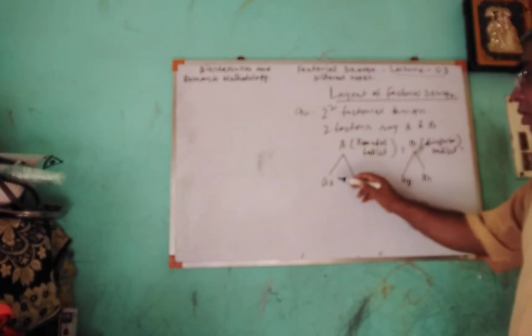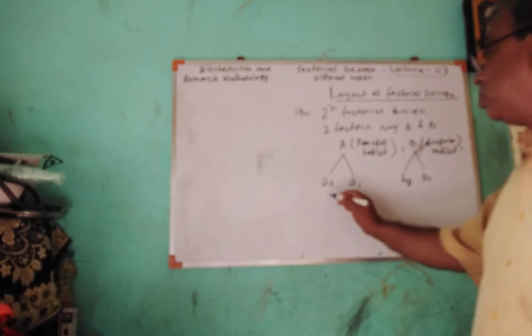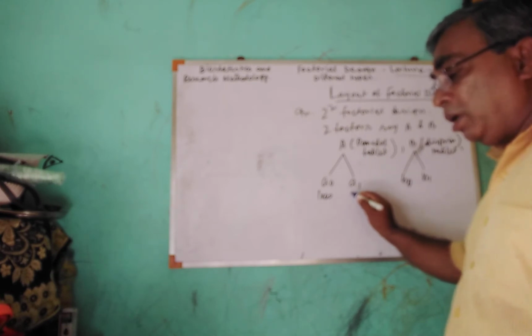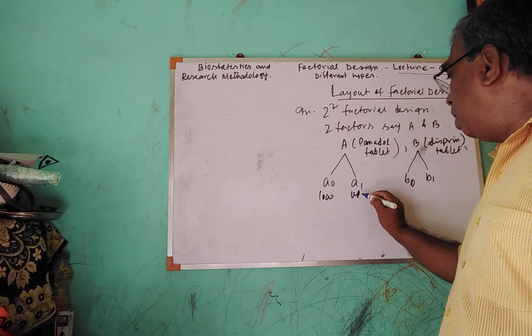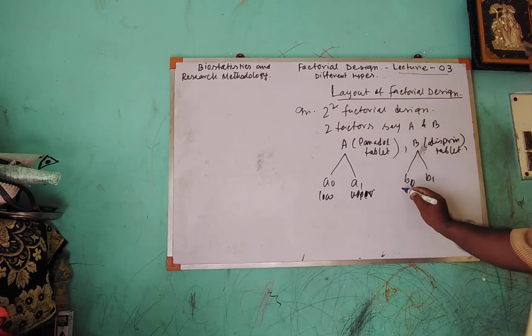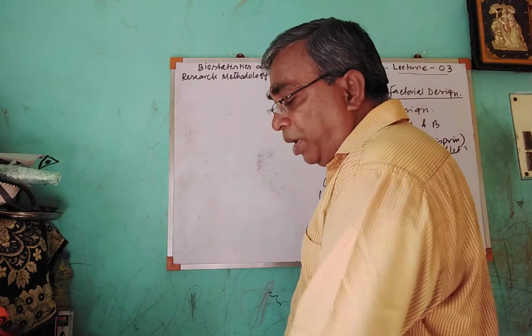These two are labels. A0, A1 are the labels of Panadol. B0 and B1 are the labels of Disprin. This is actually low level. This is high level, upper level, or you can say high level, low level. So this is the layout of factorial design.